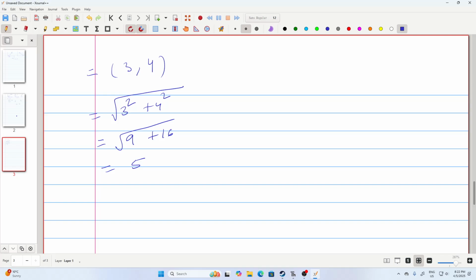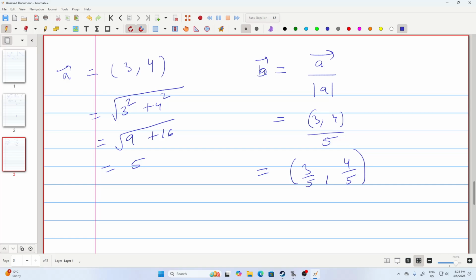As I said, this was a vector. To make it unit length, we divide A by the magnitude of A. So that is going to be dividing 3,4 by 5. This is just a multiplication by 1 over 5, so this will become 3 by 5 and this will become 4 by 5. Now you want to check whether this magnitude is 1 or not. How can you check? You do the same thing again.